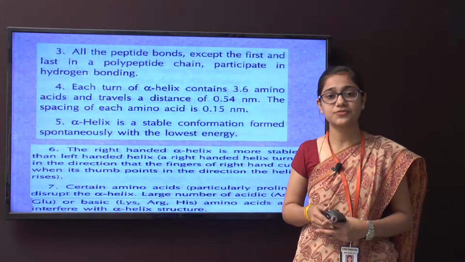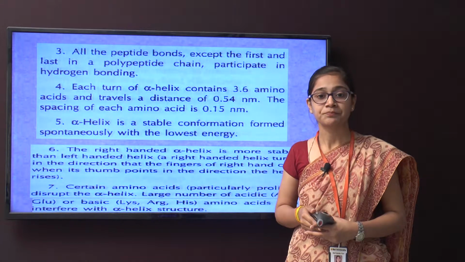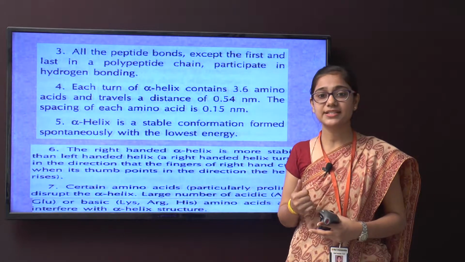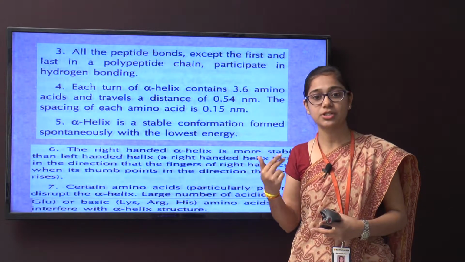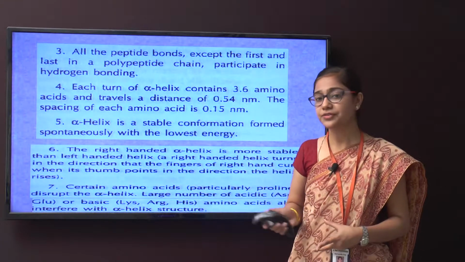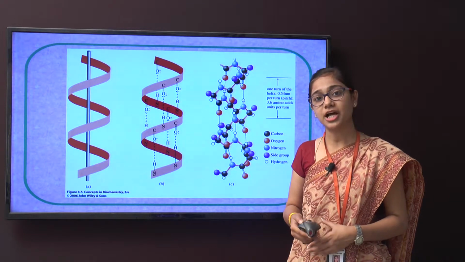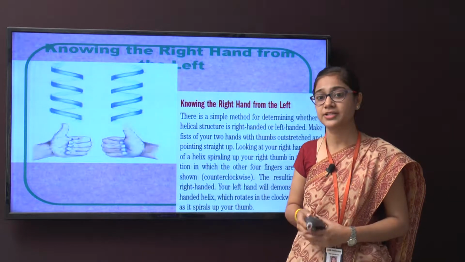This alpha helix is a stable conformation that forms spontaneously with the lowest energy, right. In the alpha helix there are two divisions, right-handed alpha helix and left-handed alpha helix. We will see how we can identify the right-handed and left-handed alpha helix.